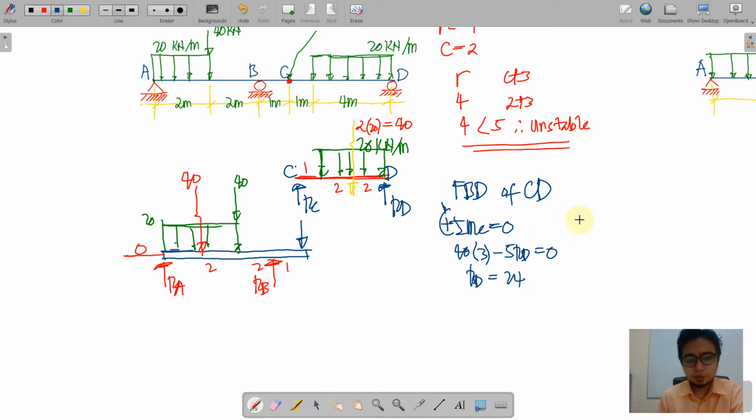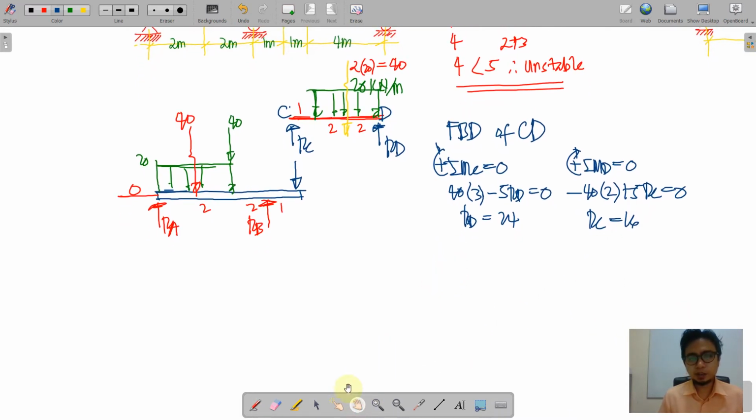Okay, so the other internal reaction, we will just take moments at D is equal to 0. We have a negative rotation, negative 40 times 2 plus 5 RC is equal to 0. RC is 80 all over 5, that is 16.